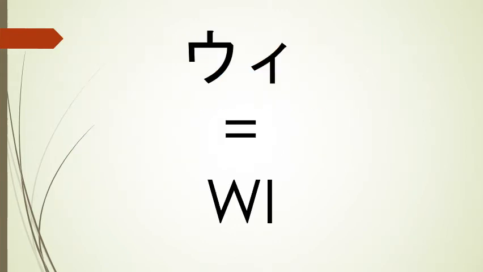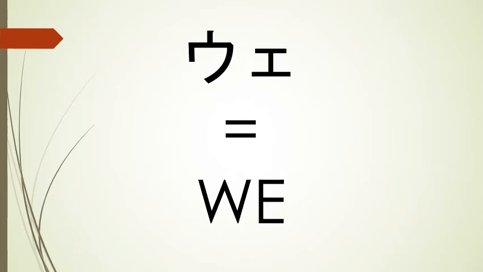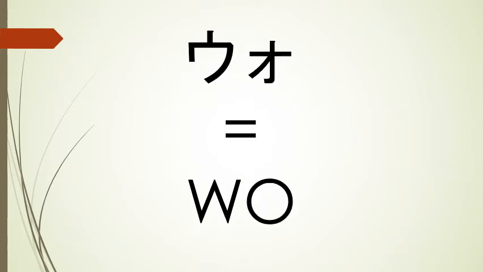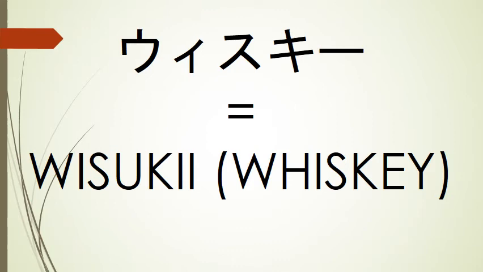So, u and a small e is we. If we combine it with a small e, we get we. And if we combine it with a small o, we get wo. And I know we already have a katakana for wo. As I said, it's a little bit tricky. So, for example, if we take u, a small e, su, ki, and a long dash, we get wisuki, which means whiskey.